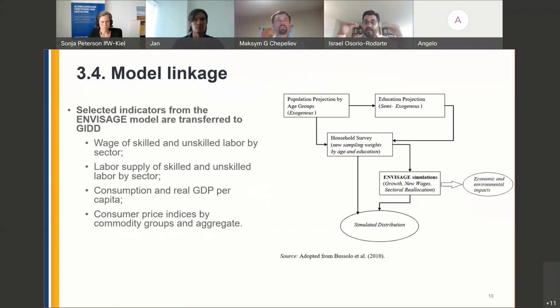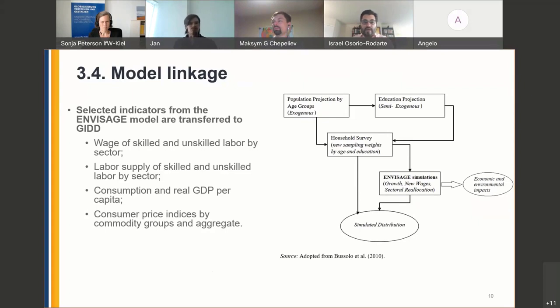This is the basic linkage of the two models. At the beginning, both models take the exogenous population and education projections. They both share this growth of skilled and unskilled labor. The model is solved at the CGE, and then we apply a soft link through key variables that I'm going to show in the next slide. The main variables that are transmitted from the macro to the micro are wages.